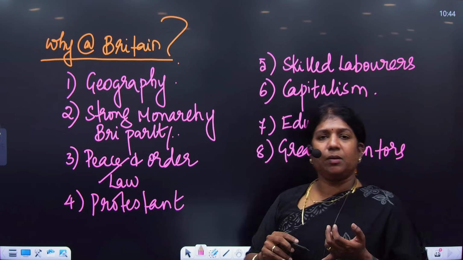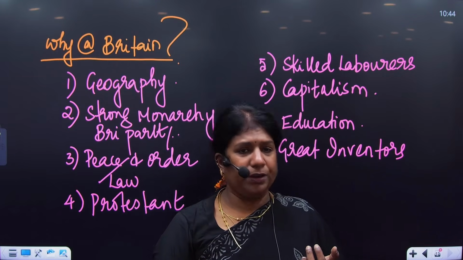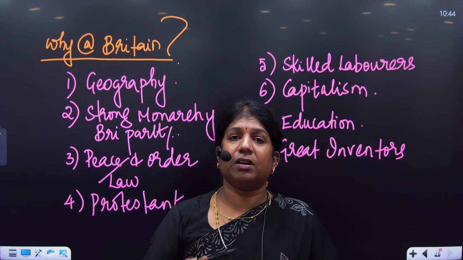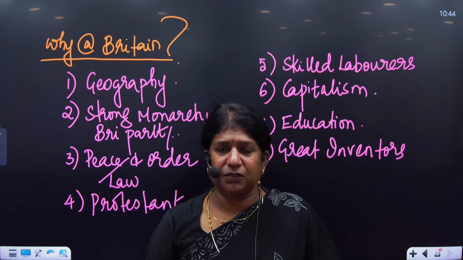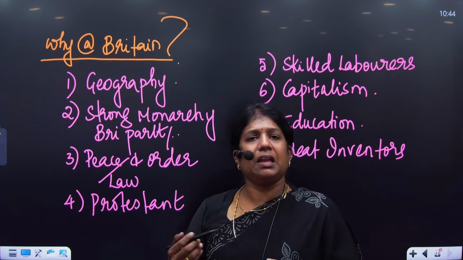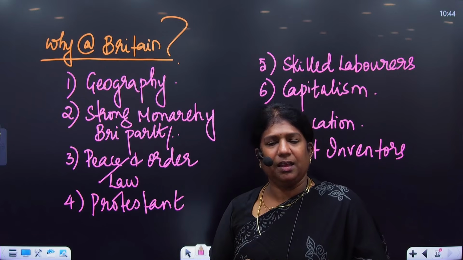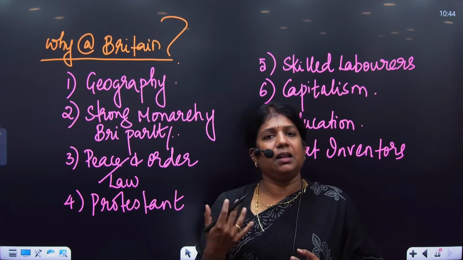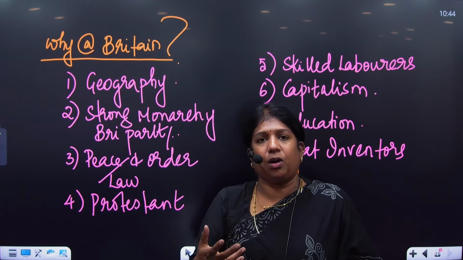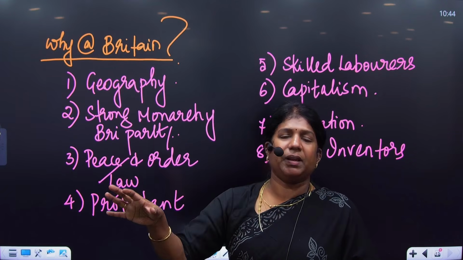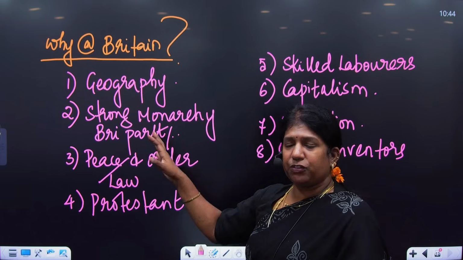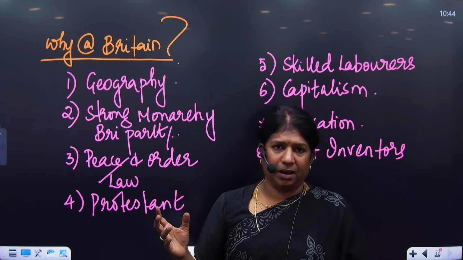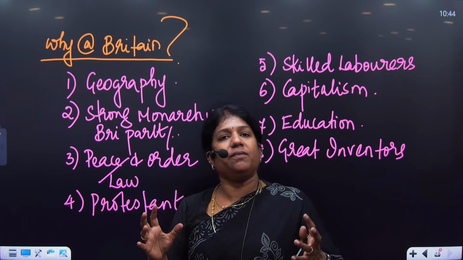For example, inventors like John Kay, who invented the flying shuttle. Getting it? We have Richard Arkwright, James Hargreaves, Samuel Crompton, Elias Howe, Eli Whitney. All of them were born in Britain. And the country gave stipends for them to work on, and all their inventions were given a patent. So these machines started entering the cotton field. There was a big boom in IR, so cotton industries thrived like anything.